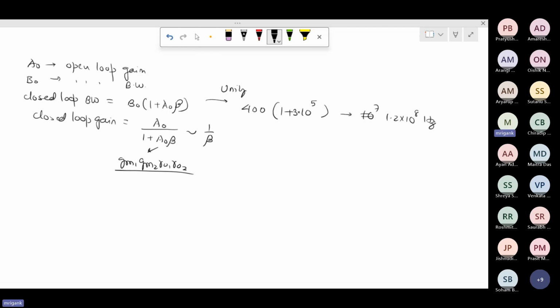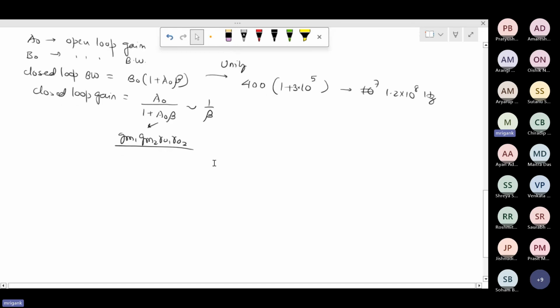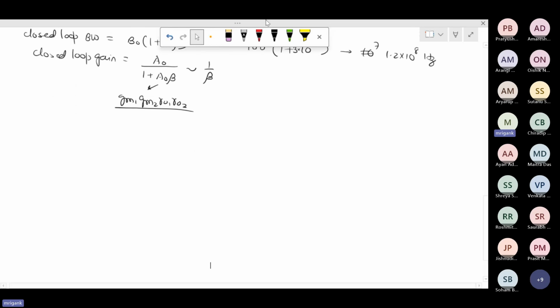Say suppose you want to operate it as a negative feedback amplifier. So how will you bias it? How will you connect the feedback circuit? Negative feedback amplifier.